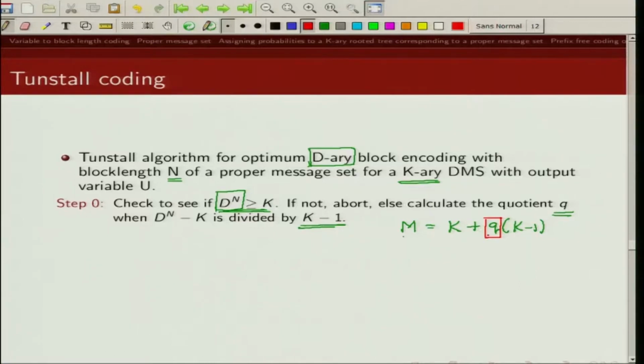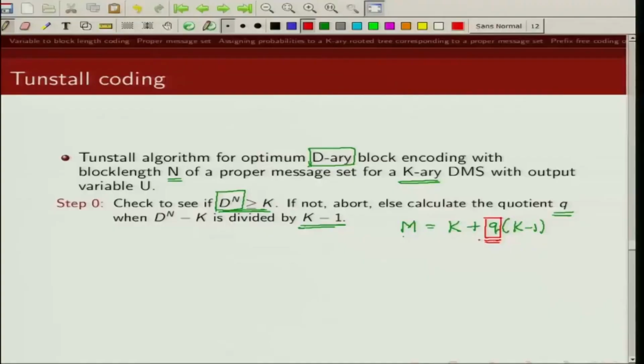Why do we need this Q? Because we need to know how many messages to create, like what's the total number of messages that we need to create. So how many extensions of this proper message set we have to do, we have to first find out, right? And how do we find out? We find this out by dividing D raised to power N minus K by K minus 1 and finding the quotient. That would give us this Q.